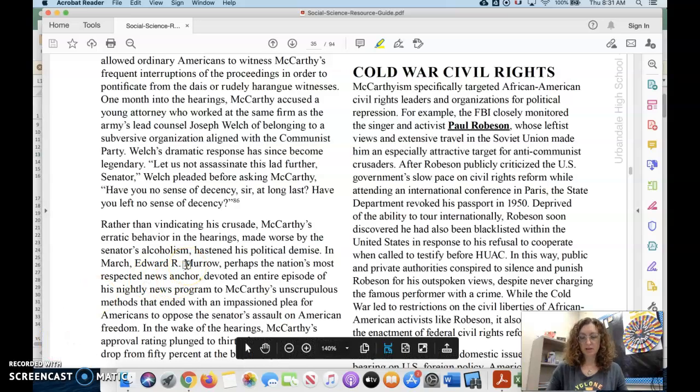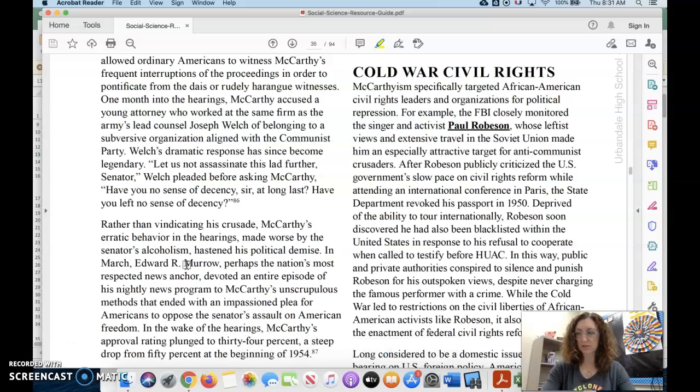The next section we're going to talk about is the Cold War civil rights. We're still in Social Science Resource Guide, Section 1, and we're on page 35 of that resource guide. So during the Cold War, this is the same time frame in American history when we're having Jim Crow laws, and we're also seeing civil rights integration. So these two things are going on in the same time.